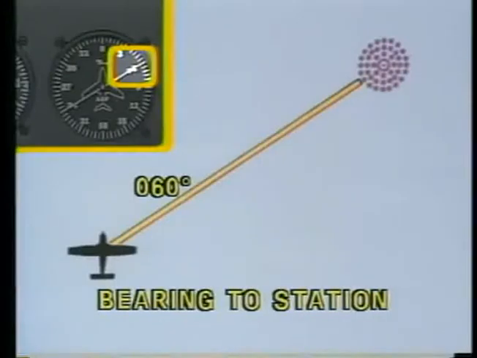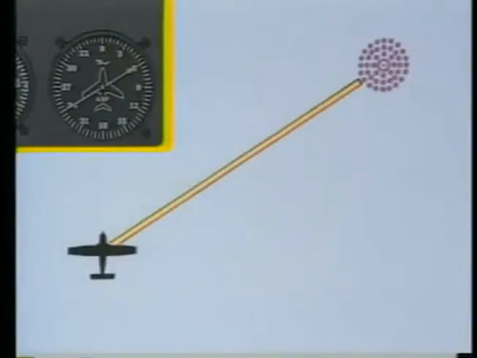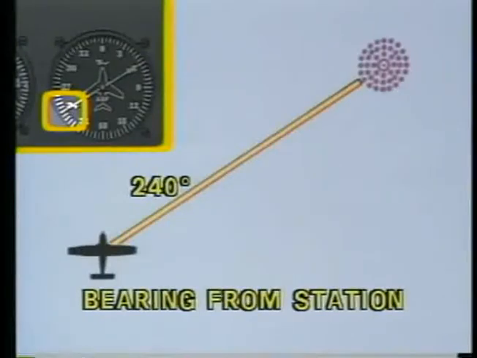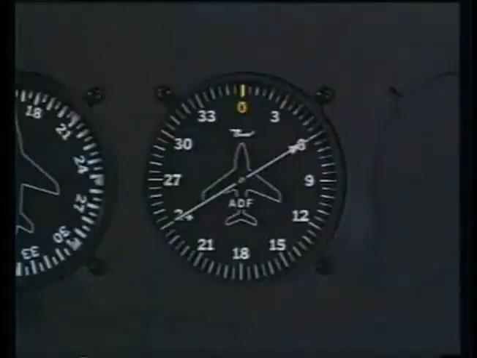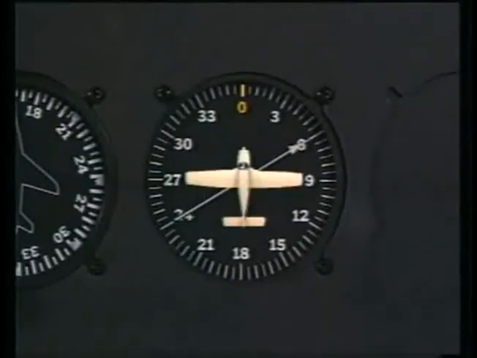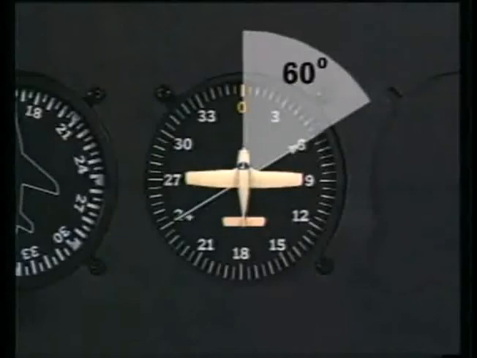In this case, it's 060. The tail of the needle indicates the bearing from the station. In this example, it's 240. 0 degrees on a fixed card is always aligned with the nose or longitudinal axis of the airplane. The needle indicates the number of degrees from the nose to the station. This angle is called the relative bearing. In this example, the relative bearing is 060.